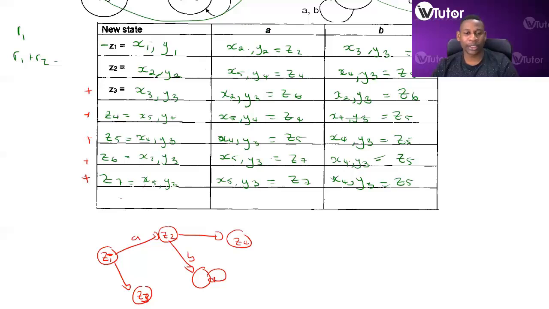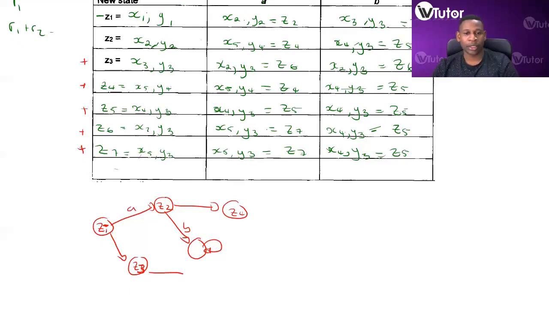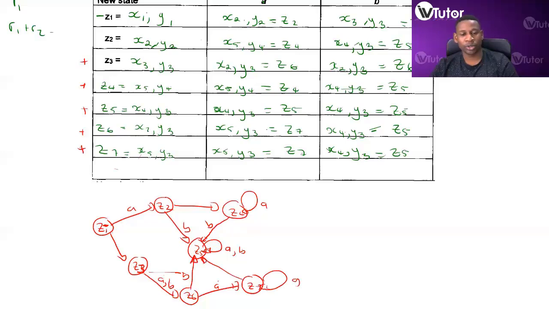If you're in Z3, with an A, you go to Z6. So let's just put this up a little bit. With a B, if you're in Z3, you go to Z6. Then if you are in Z4, with an A, you go to Z4. With a B, Z4 takes you to Z5. If you're in Z5, with an A and a B, you stay there. If you're in Z6, with an A, you go to Z7. With a B, you go to Z5. If you're in Z7, with an A, you stay. With a B, you go to Z5.